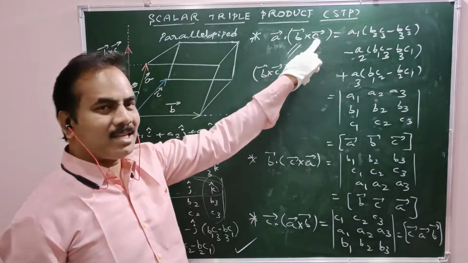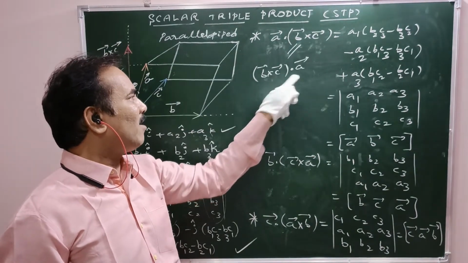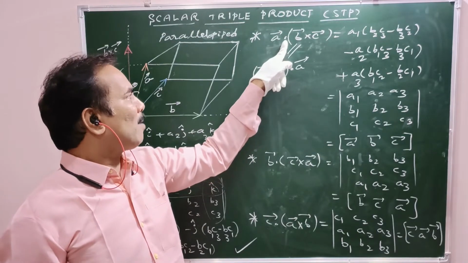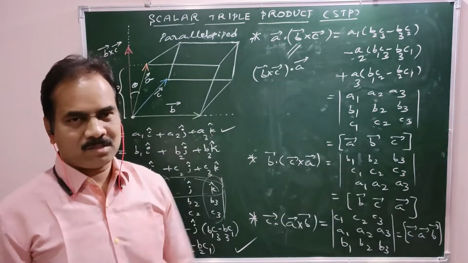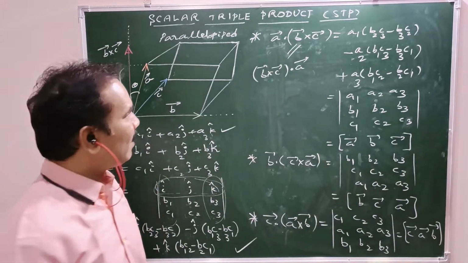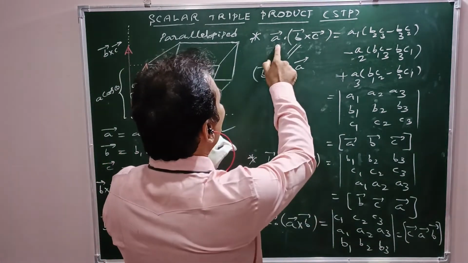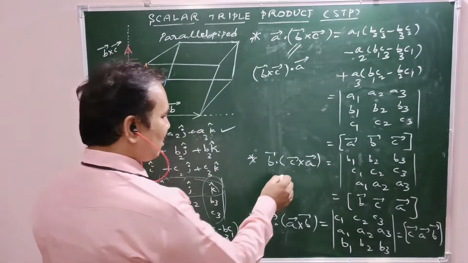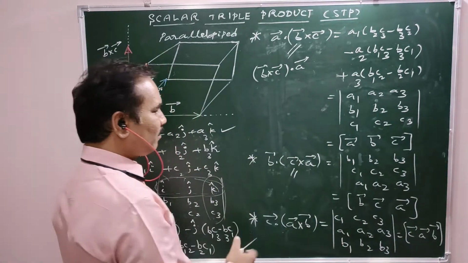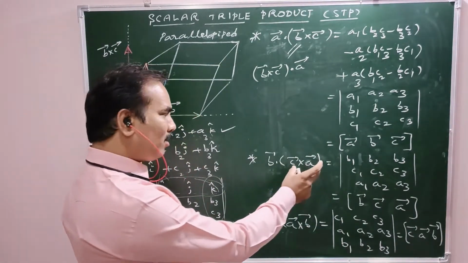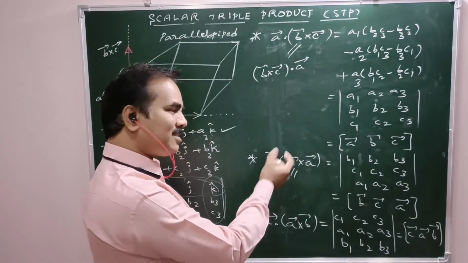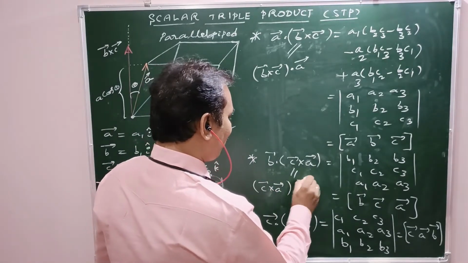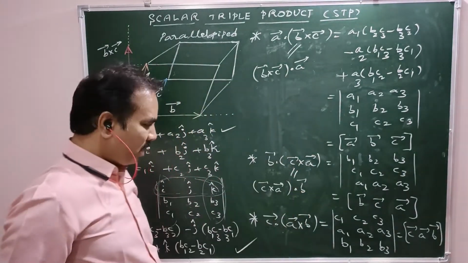So A bar dot B bar cross C bar can also be written as B bar cross C bar dot A bar. The dot product obeys the commutative law, so there is no problem with changing the order of vectors while dealing with the dot product. So A bar dot this one is also equal to this one dot A bar. Now this can also be written as, change the order, this is the second vector, this is the first vector. Now take this vector as first and this vector as second, that is C bar cross A bar dot B bar. So this one is also equal to this one.